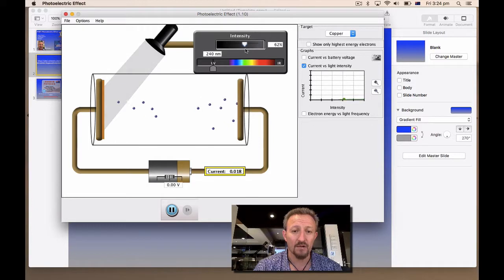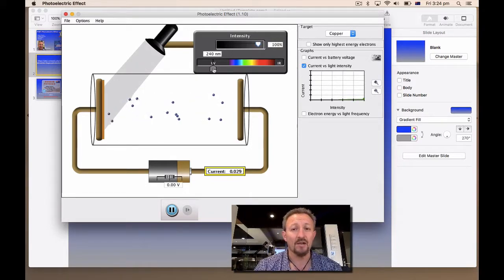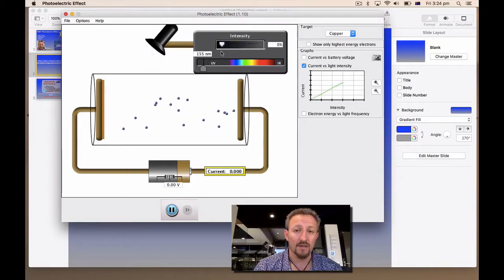I'm going to increase the amount of current which is generated, and the reason is I've got more electrons being generated. Obviously, if I take this higher up, I'm going to get a different amount, and you can see that by changing the intensity I'm getting more of a slope. If I go even higher, I'm still going to get different amounts of current linked to the intensity.